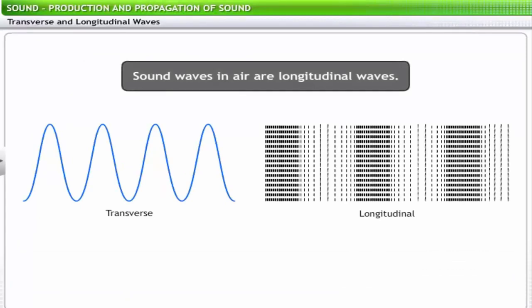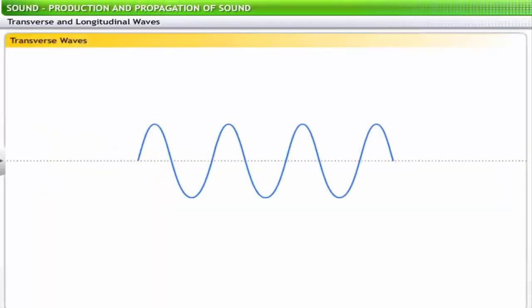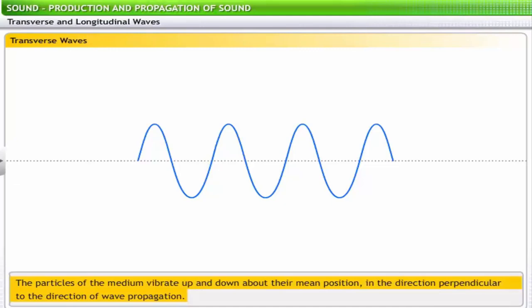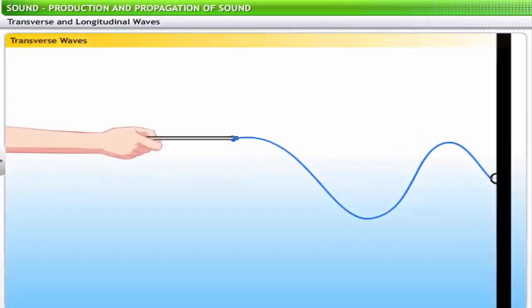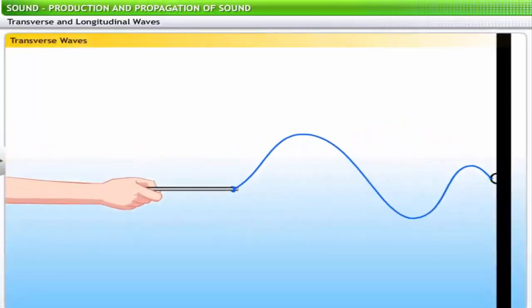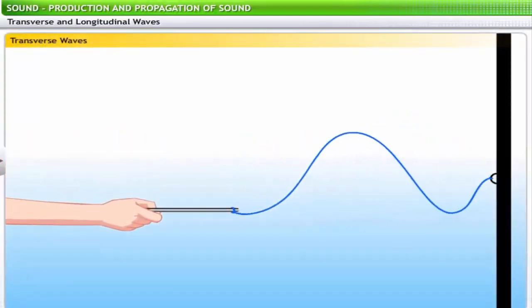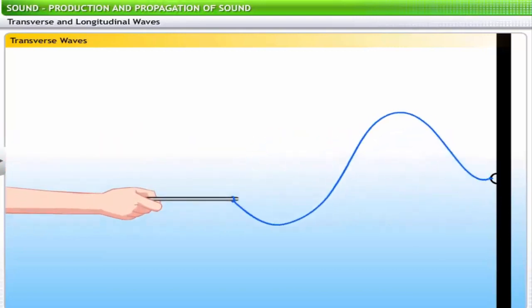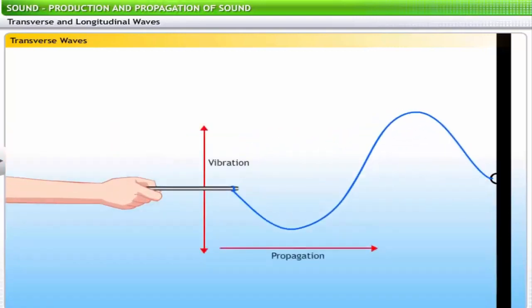To understand what that implies, we need to first understand the two categories of waves. In transverse waves, the particles of the medium vibrate up and down about their mean position, which is in the direction perpendicular to the direction of wave propagation. When we fix one end of a string and vibrate the other end in a direction perpendicular to the length of the string, the wave pattern that is seen is that of a transverse wave.